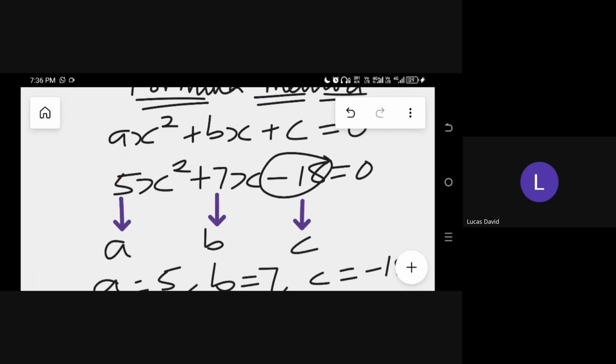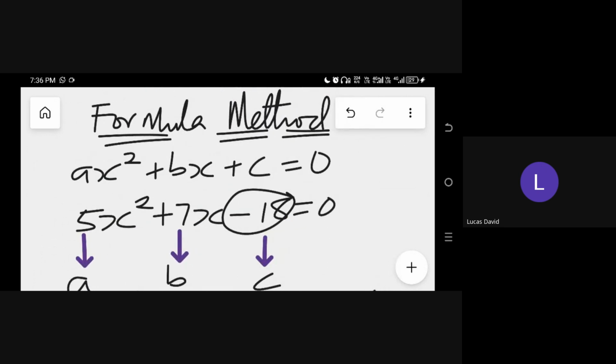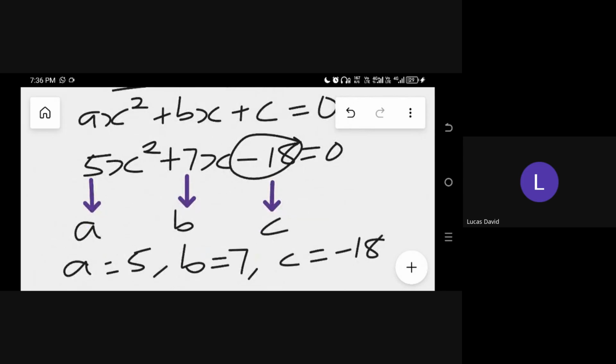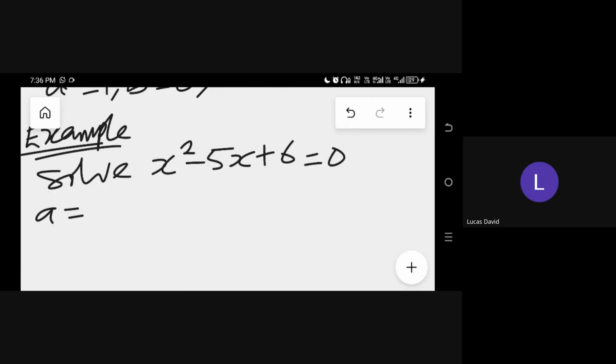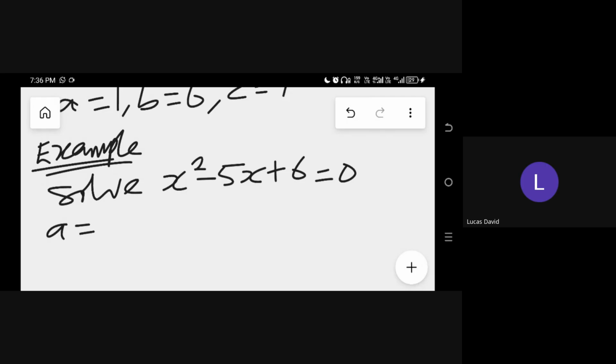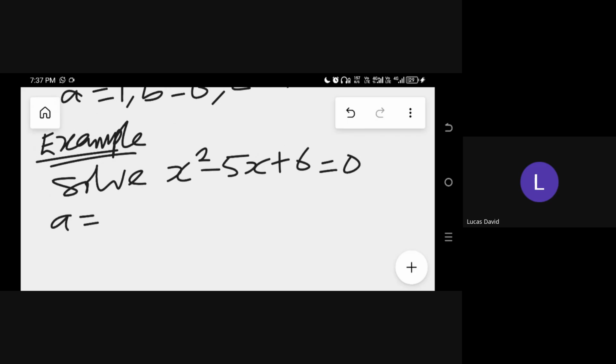Look at where we started from. This is the general form of the quadratic equation. Alright, Winner, I was asking what's the A in this example that we're looking at? S squared minus 5s plus 6 equals 0. What is A? A is 1. Okay, so A is equal to 1.